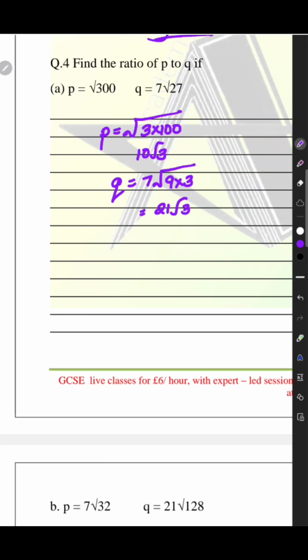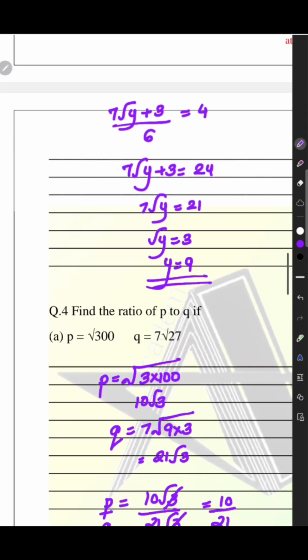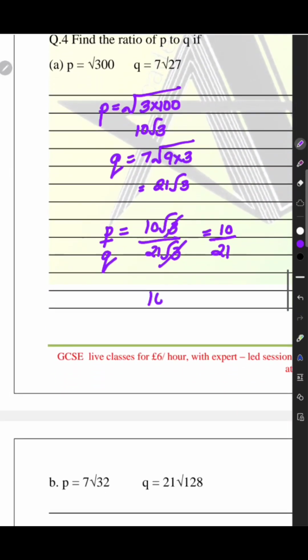And then we have to find the ratio. That means 10 root 3 over 21 root 3, P over Q. So root 3 will be cancelled out, and 10 and 21 have nothing common, so I'll write 10 over 21, and since it's about the ratio, I'll be writing 10 ratio 21.